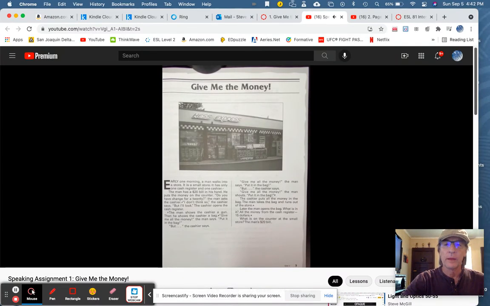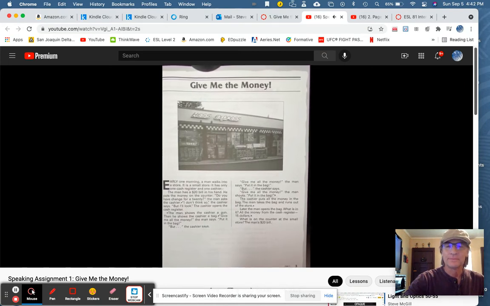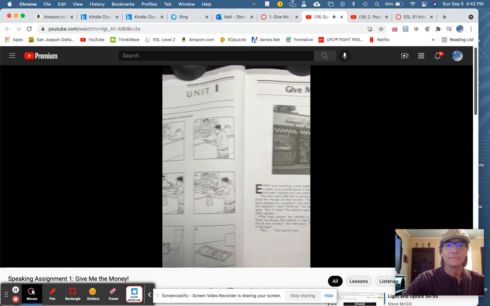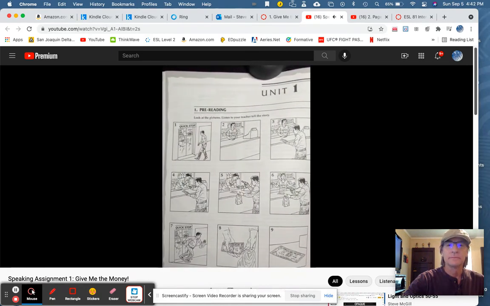Later, the man opens the bag. What is in it? All the money from the cash register, $15. What is on the counter at the small store? The man's $20 bill. And now I will point to each picture as I read.